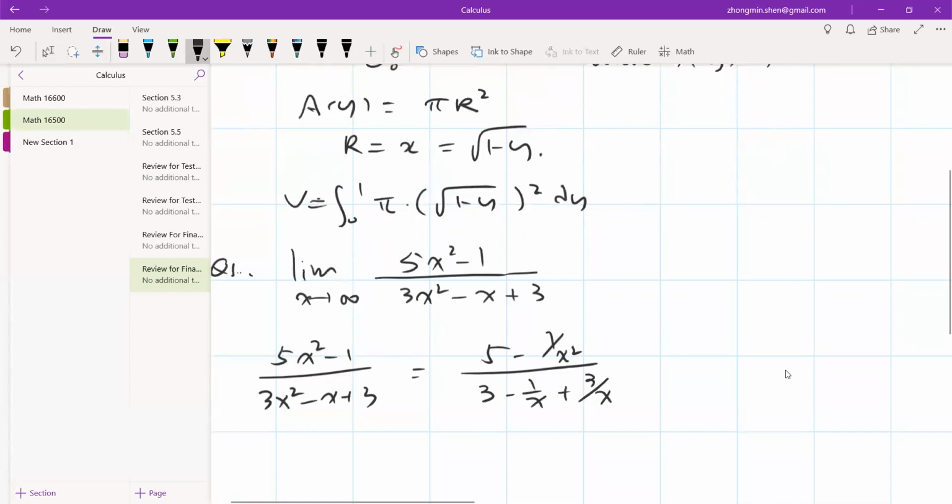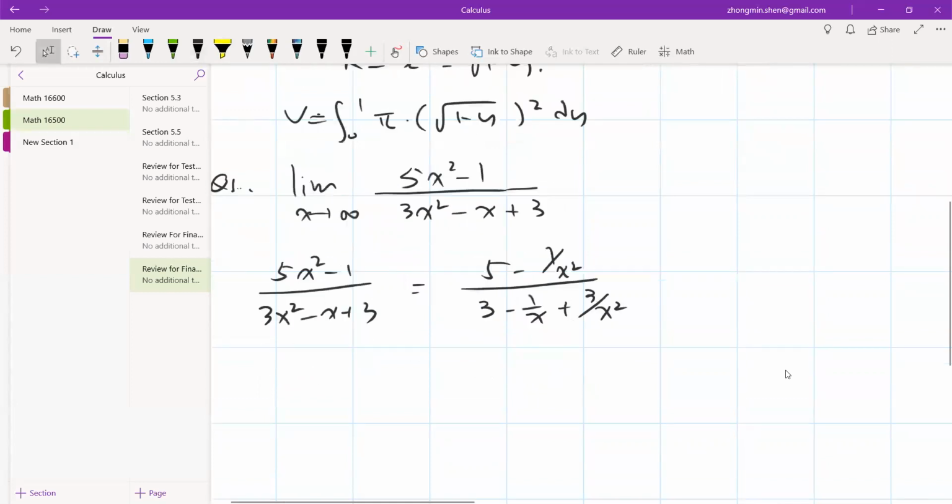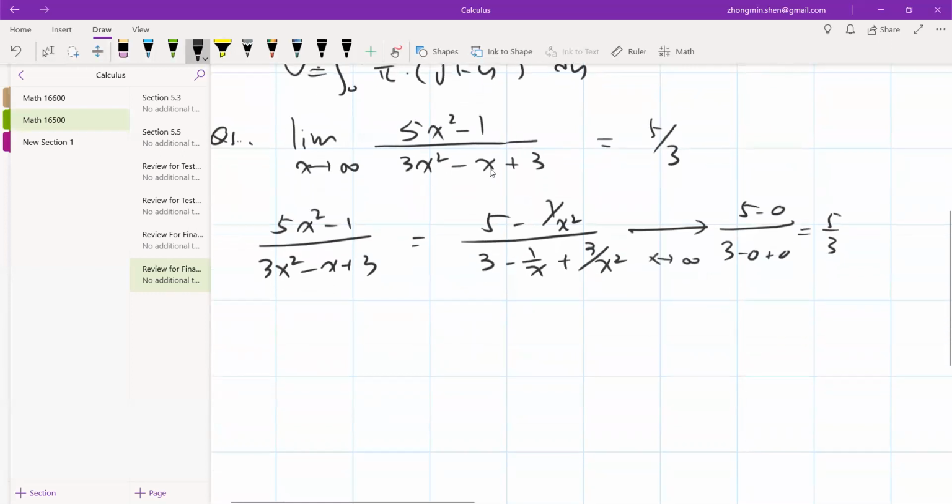And then you will see that this is going to be easy. You can see there's a limit. Right. So this clearly approaches 5 minus 0 over 3 minus 0 plus 0. So it's going to be 5 over 3. So to solve the problem, you can just put the answer here and show the details. That's what we do. Okay.